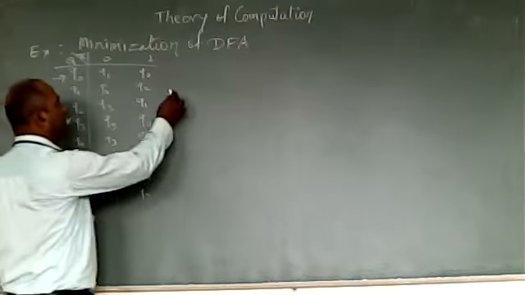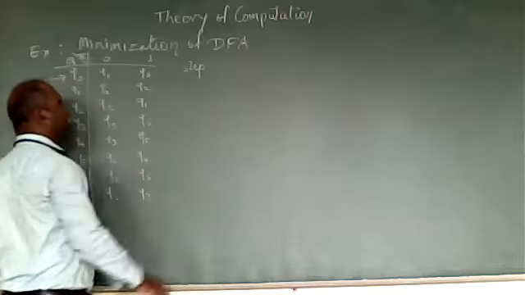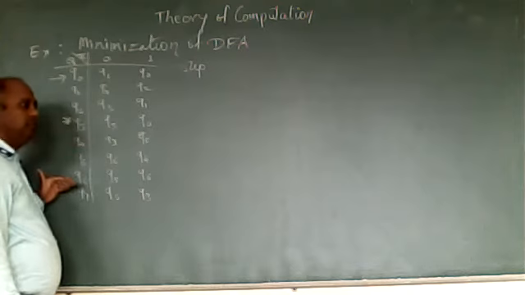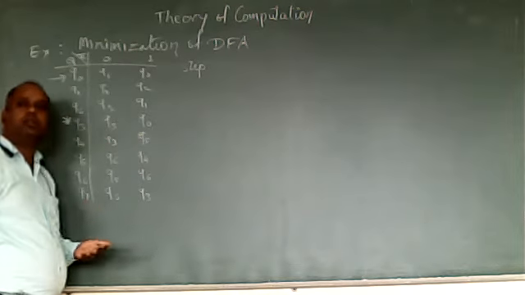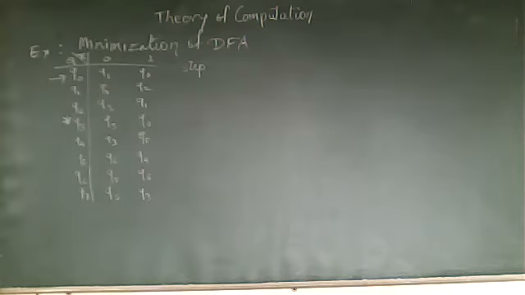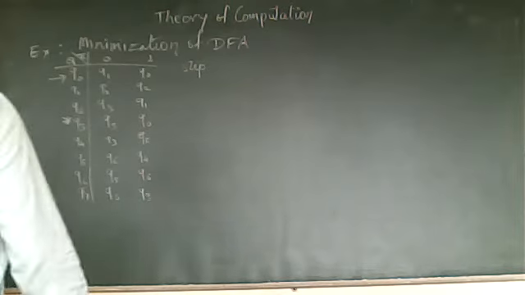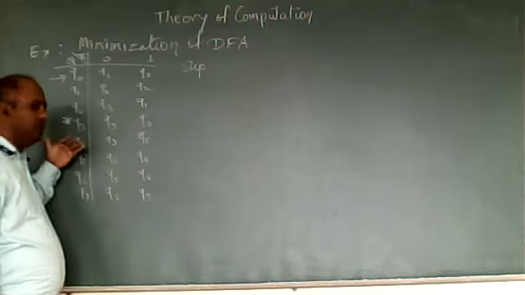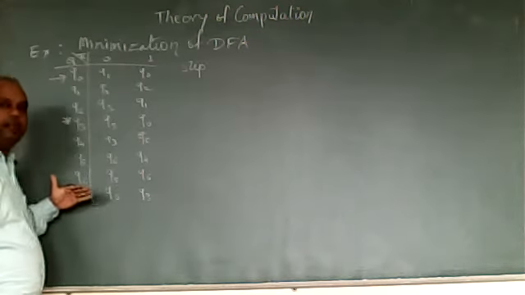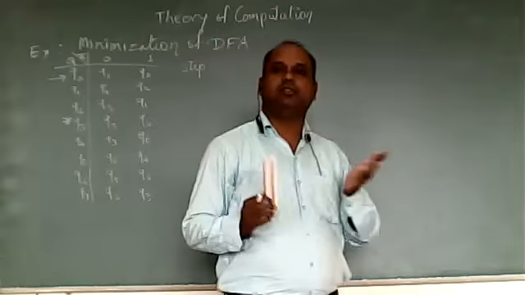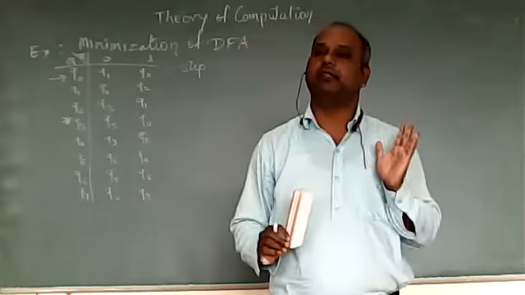Now we'll start with step 1. How to proceed? The basic logic behind this is that we have to divide the states into common groups. How do we divide them into common groups? The first step is to divide these states into final states and non-final states. We make a group of final states and a group of non-final states. That will be step 1.